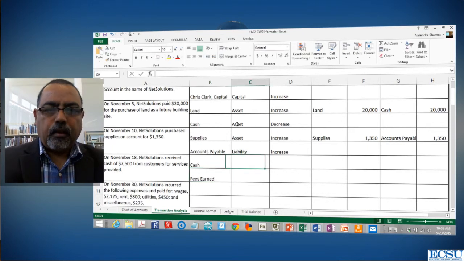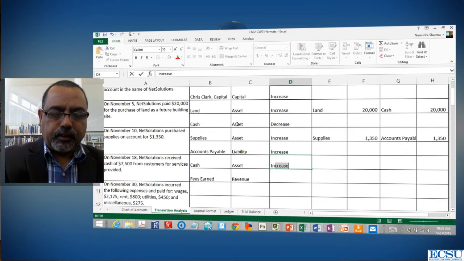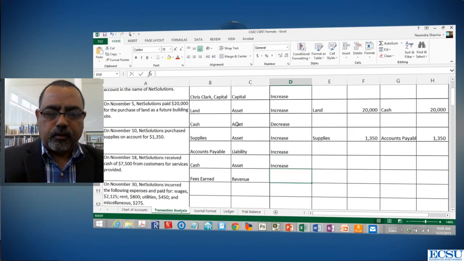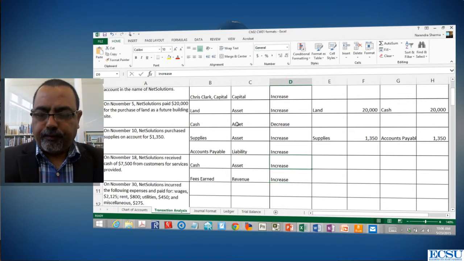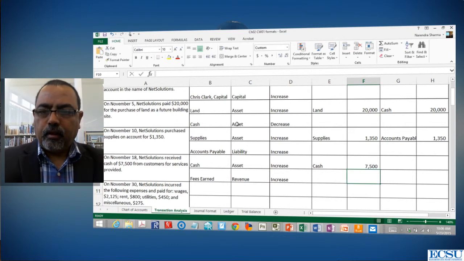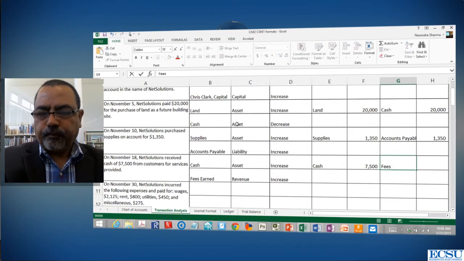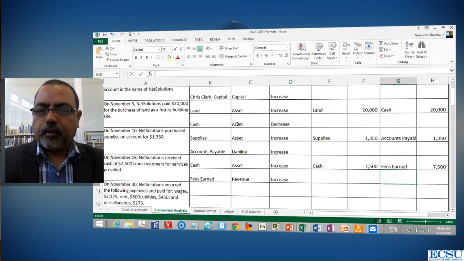earned. Now cash is an asset, fees earned is a revenue, cash is increasing, revenue also is increasing. Okay, now if there is an increase in cash, it should be debited, so that's why I'm debiting cash. With what amount? 7,500. And I'll be crediting fees earned, and the amount is 7,500.